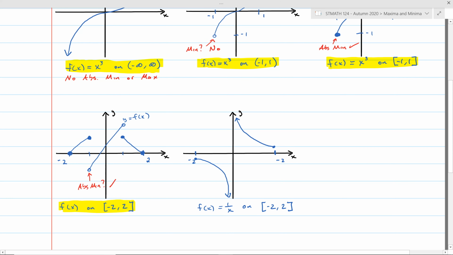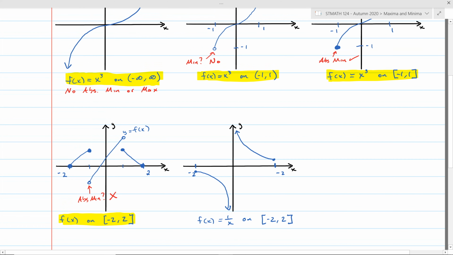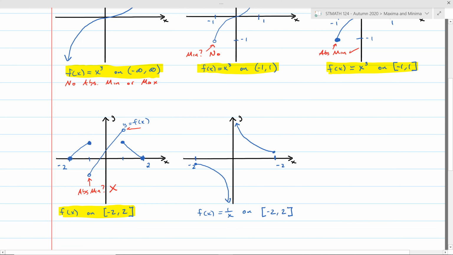But no, it's not for the same reason as above. The function never really quite makes it to that point, so I can't say that that point is a minimum for that function. And same thing over here. You might think, hey, that point looks like it could be an absolute maximum. But no, for the same reason. The function just doesn't quite make it there. So it's not the highest point on the graph in that neighborhood.